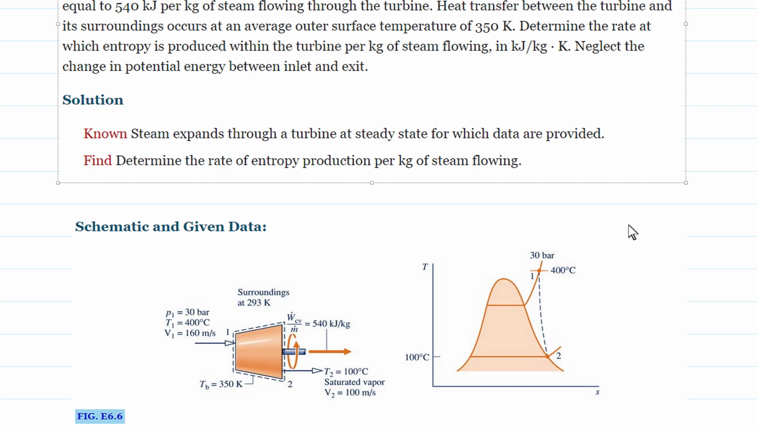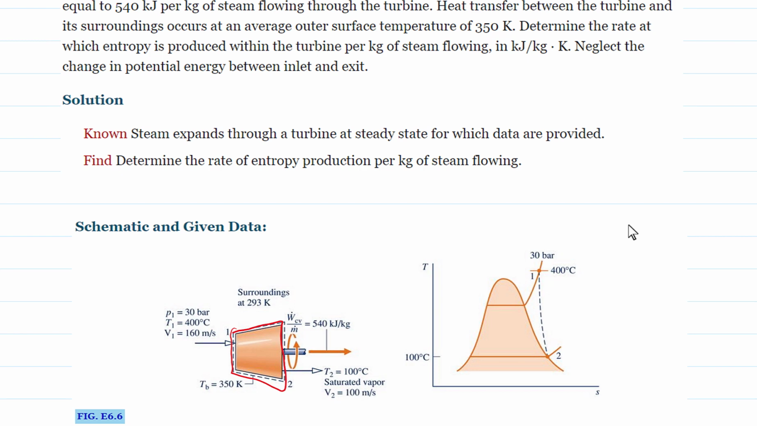So the steam turbine produces work. The rate of entropy production associated with the process is to be determined. The steam turbine operates at steady state, so there is no change in property with time. We take the turbine as the system. So this is our system.